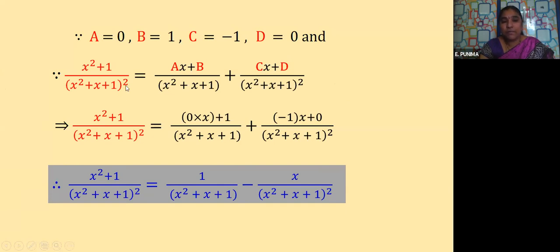Whatever power you have for the quadratic factor, that many partial fractions we get. Clear? And for each partial fraction, the power in the denominator will be increasing. Here we have power 1, and in the second one we have power 2. If one more is there, then it has power 3, and so on. It will be increasing.